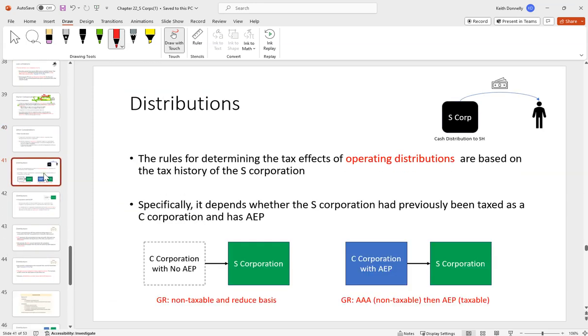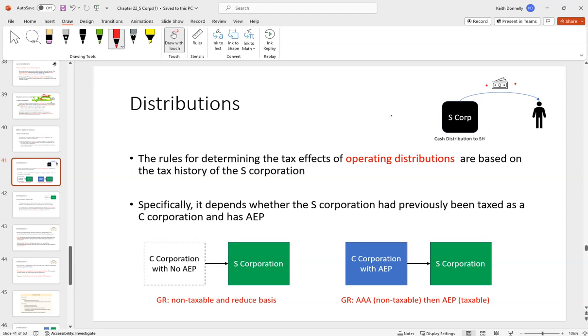Let's talk about distributions, because this gets tricky and you have to see what's going on here. First off, let's talk about operating distributions, non-liquidating distributions. In other words, an S corp pushes out, let's keep it simple, cash to a shareholder, and thereafter they continue to operate. The question becomes, what are the tax consequences to the S corp and to the shareholder?